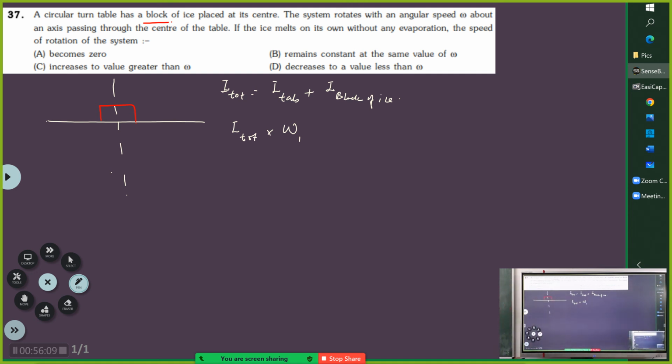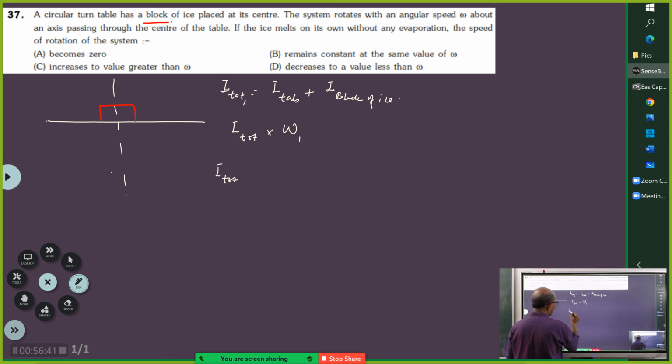Now, what they are told: ice will melt on its own without evaporation. That means the mass is not lost. The speed of rotation of the system. So now apply your brain. Here the ice will melt. What happens? It will melt and spread. Correct? So it will melt and spread. Then you see this is the total initial, I total 1.